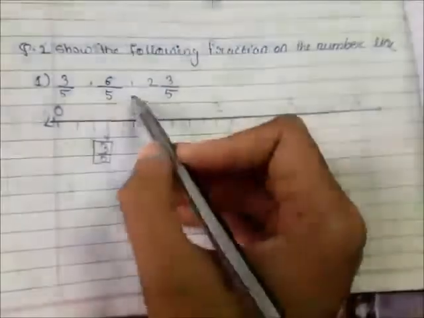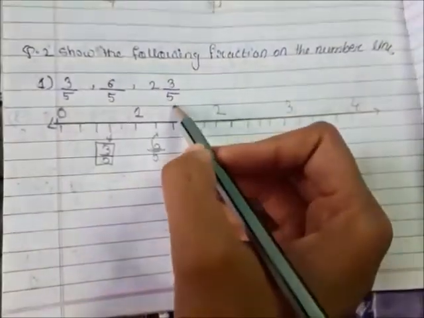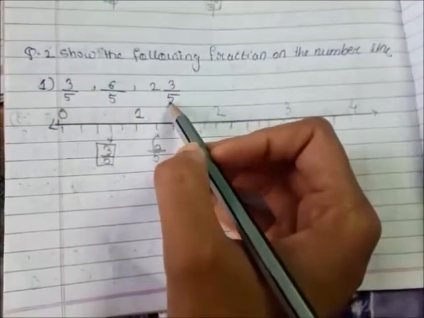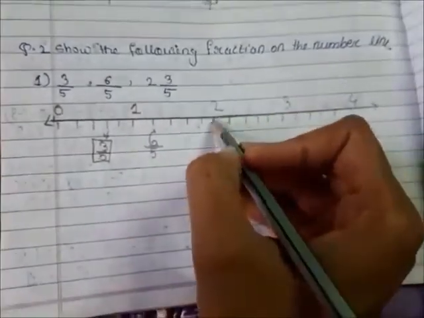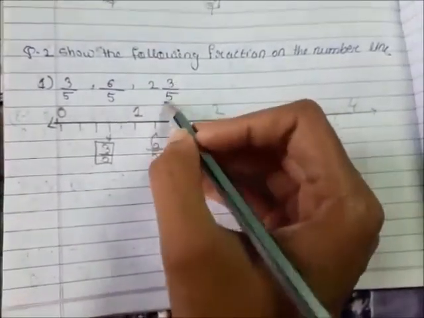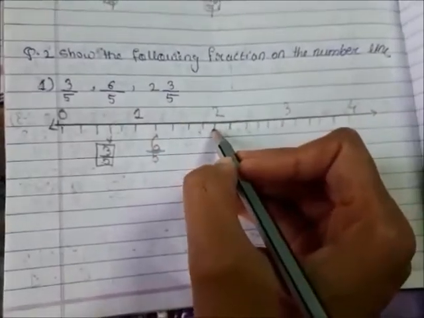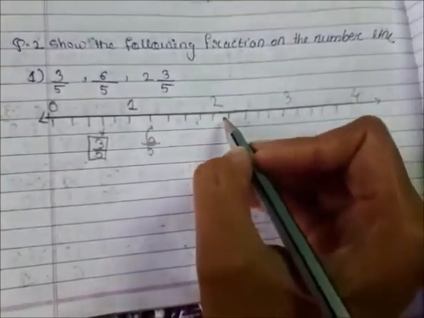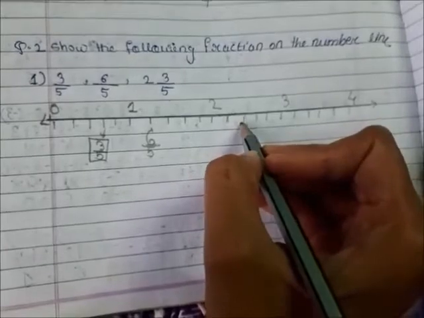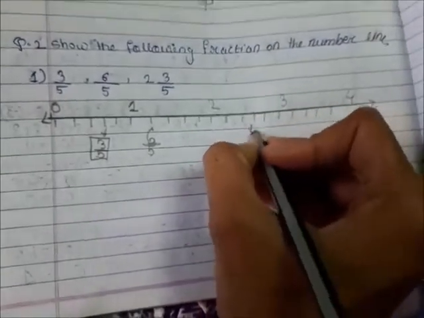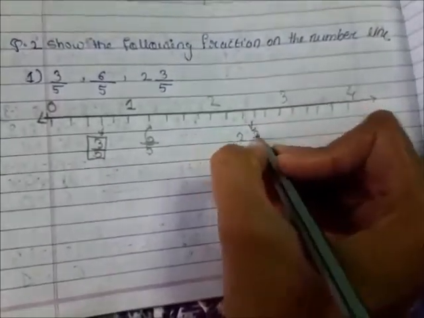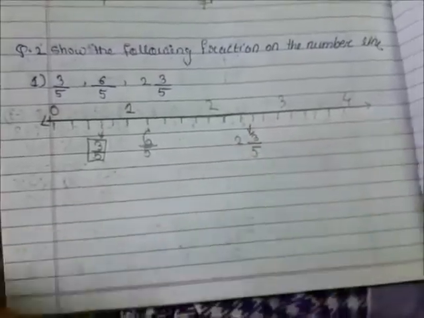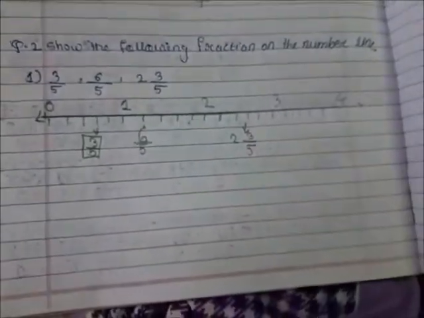After 6 upon 5, we needed to show 2 3 upon 5. 2 3 upon 5 means that after 2, this is my 2 now. After 2, you need to show 3 upon 5. So if we calculate it from here, after 2, this is 1, 2 and 3. So this is my 2 3 upon 5.